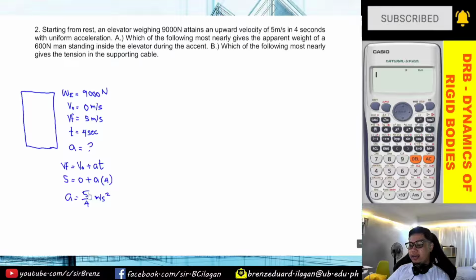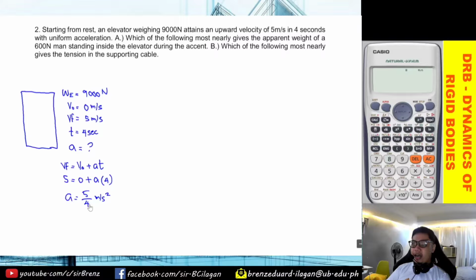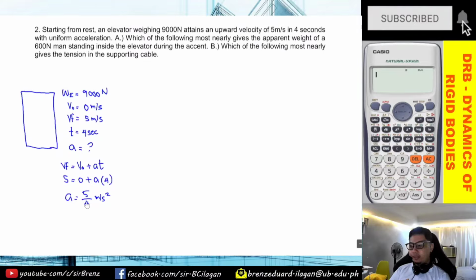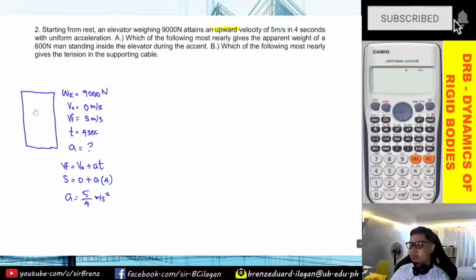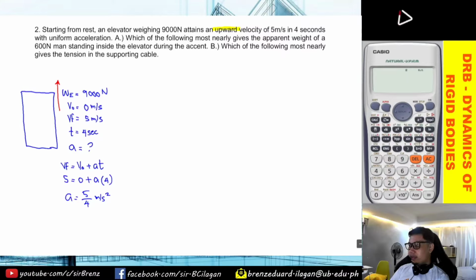So, ang kailangan natin yung acceleration na yan para ma-determine yung kanyang REF o yung reverse effective force. Kung babasahin mo yung problem, upward velocity, so we have an idea na yung movement ng elevator mo ay pataas. Okay, so ang motion nito is going upward. So, ano nga hinahanap for letter A? I think we can now solve for letter A.